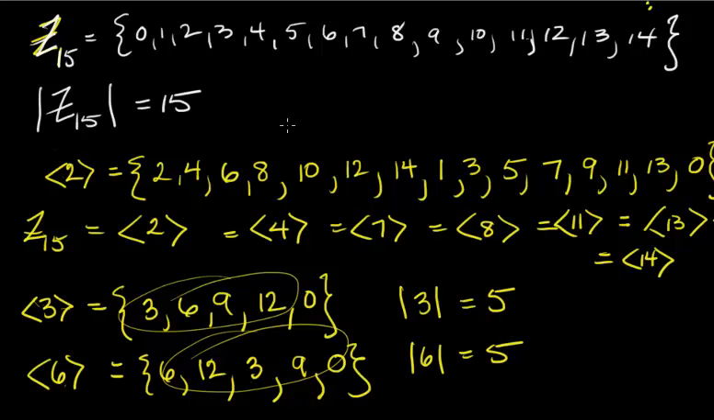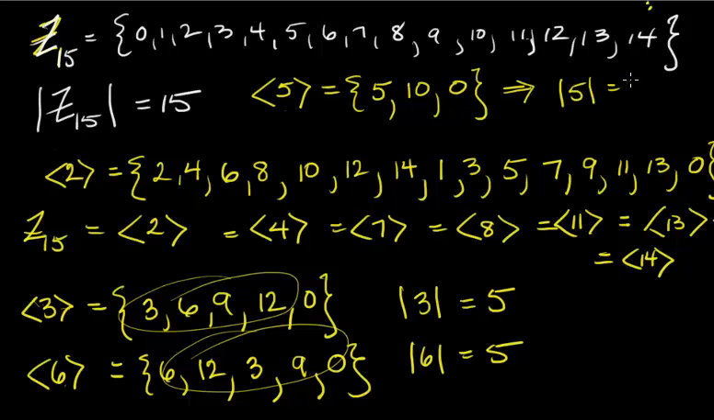Let's do one more. Let's go back up here. Let's do the cyclic subset generated by 5. Starting with 5 and remembering to add, 5 plus 5 is 10, plus 5 is 0. So the cyclic subset generated by 5 has 3 elements in it, telling us then that the order of 5 is equal to 3, another divisor of the order of the group, which is 15.